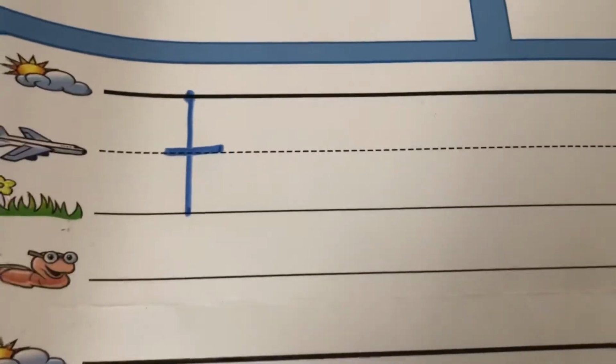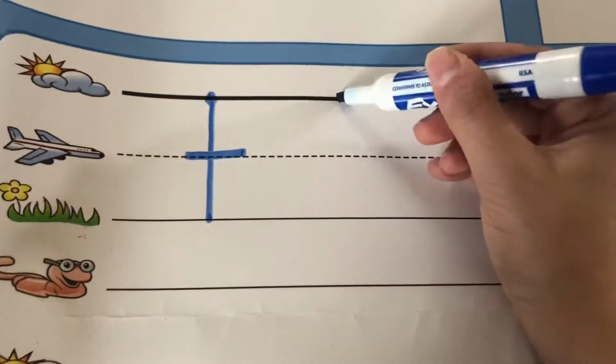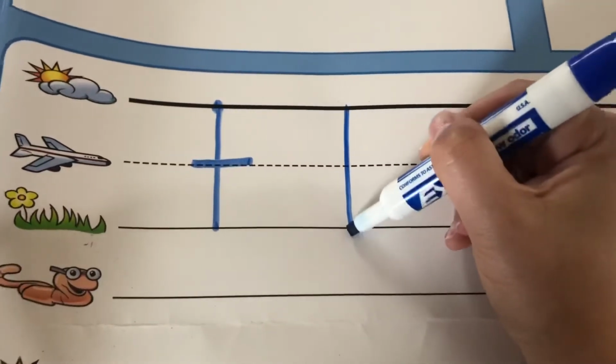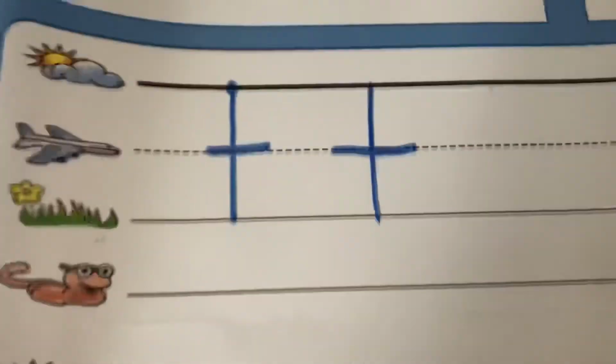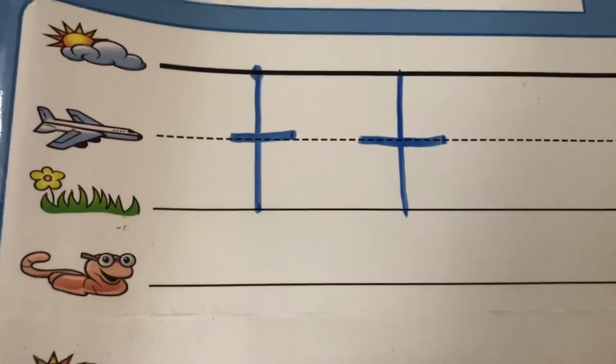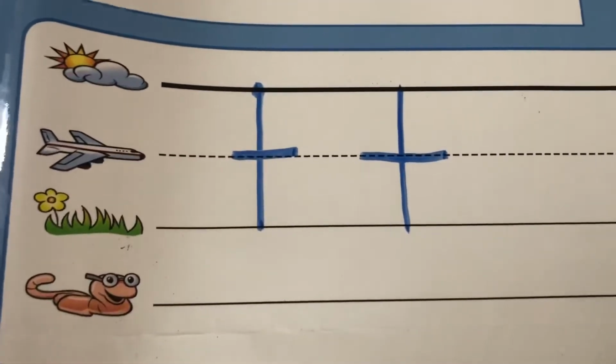All right, I'm going to do that one more time. Start on the skyline, all the way down to the grass line, cross it at the plain line. You can practice this as many times as you would like.